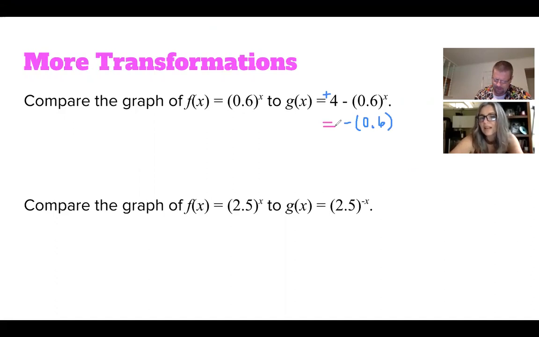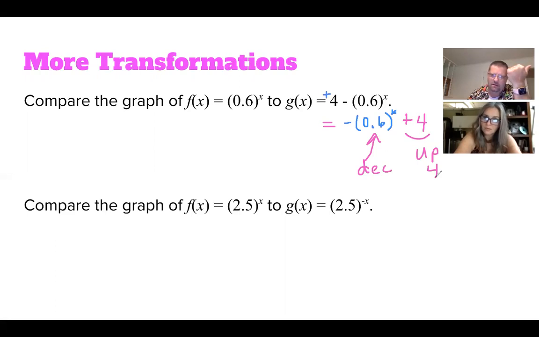Notice I'm leaving that negative sign in front. Also notice that the base is not negative. The base is positive 0.6. The negative is on the outside. So the order of operations here would be first the exponent and then the negative. That part is going to be decreasing, and this part is going to be up 4. And the negative in the front is like a flip over the x-axis.